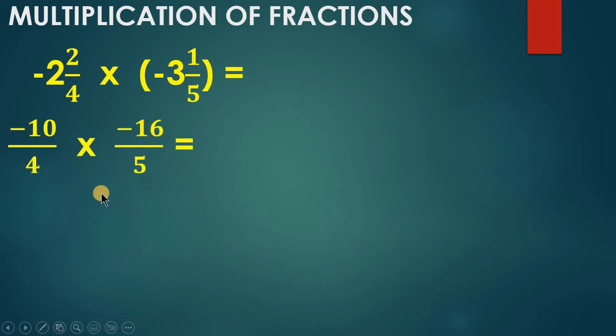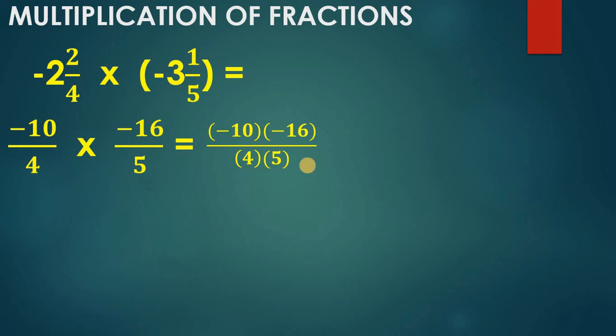So, ito na. Dito, pwede na tayong mag-multiply, or gawin muna natin yung long method. Negative 10 times 16, over 4 times 5. Dito, kapag nag-multiply tayo ng parehas na negative, the outcome will become positive. So, positive ang final answer natin dito. Okay, multiply na natin. Negative 10 times negative 16, that is 160. And 4 times 5, we have 20.